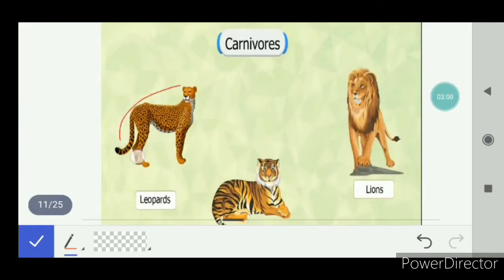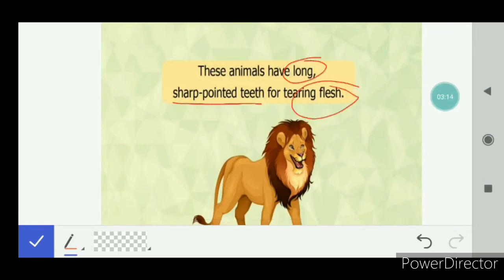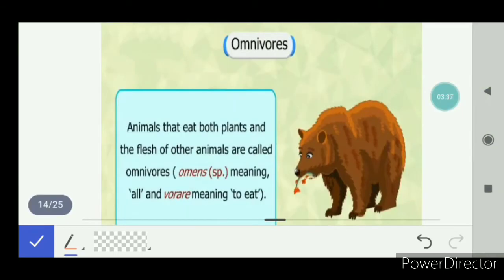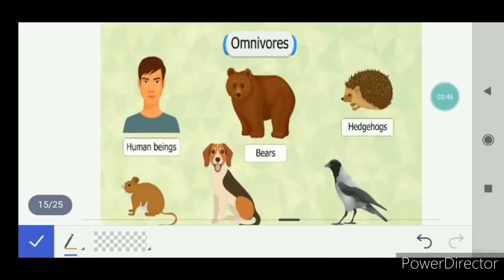Examples are leopards, lions, tigers. Because these animals eat the flesh of other animals, these animals have long, sharp pointed teeth for tearing the flesh. Next is omnivores. Animals that eat both plants and the flesh of other animals, they are called omnivores.